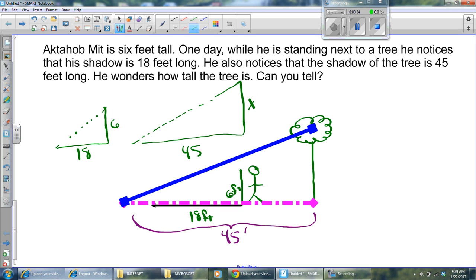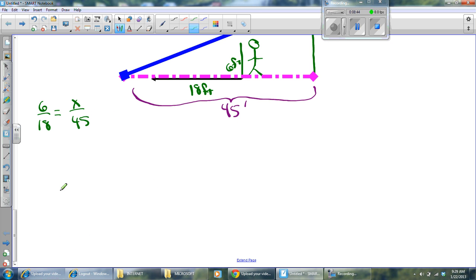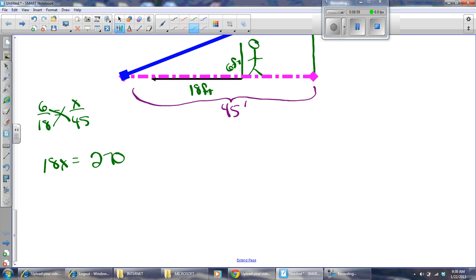To figure out how tall the tree is, I'm going to set up a proportion. I'm going to do 6 over 18, and that's got to equal x over 45. All right, so now I'll cross multiply, 18x. That's going to be 45 times 6. Well, let's see here. If I double, I get 90, and I get 3 90s. That's 270, I think. I think that's right. Yeah. Okay. So then I'm going to divide by 18.